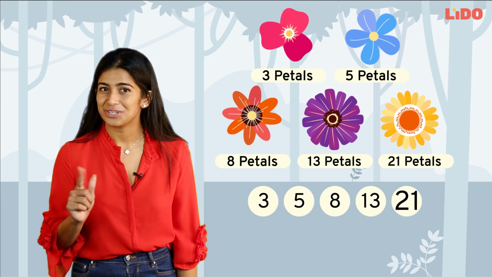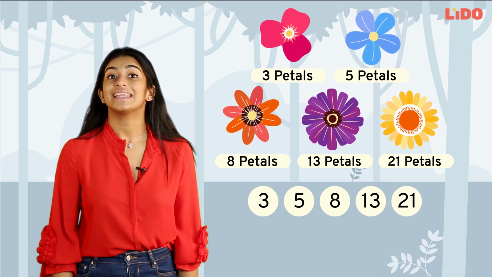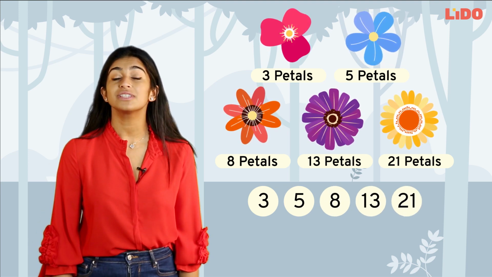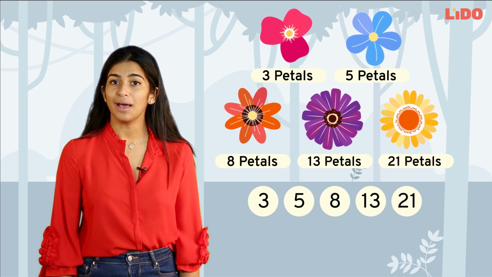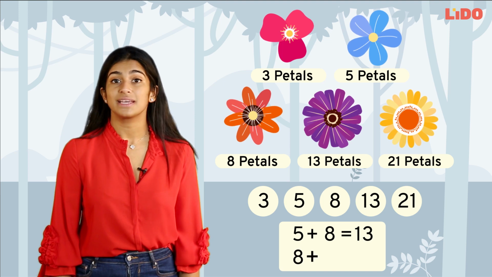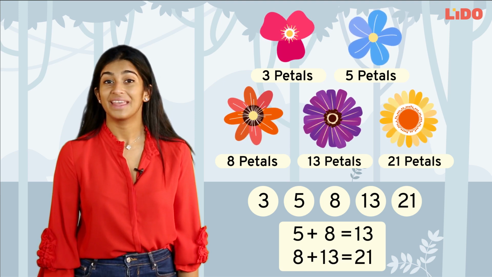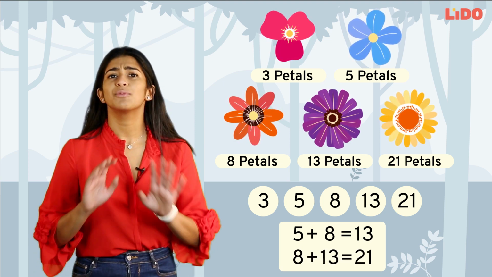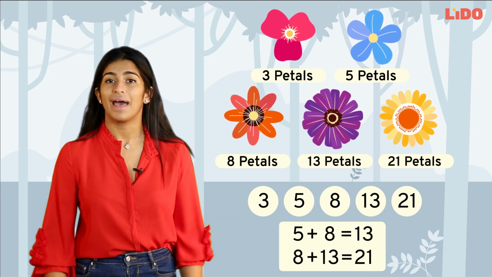Do you notice the connection between these numbers? You get each number by adding the previous 2 numbers together. For example, 5 plus 8 gives you 13 and 8 plus 13 gives you 21. This right here is the most fascinating pattern mathematicians have ever discovered.